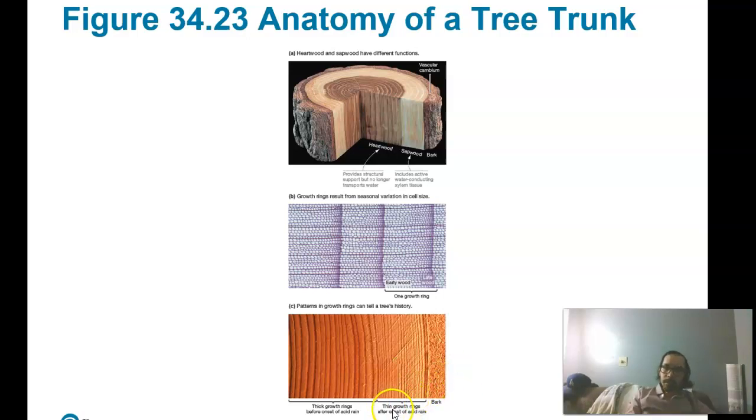In this case, they're showing the tree growth rings before and after the onset of acid rain. Before the acid rain, you have wide tree rings. After the acid rain, you have more narrow tree rings. And you would also see this in wet years and also dry years.